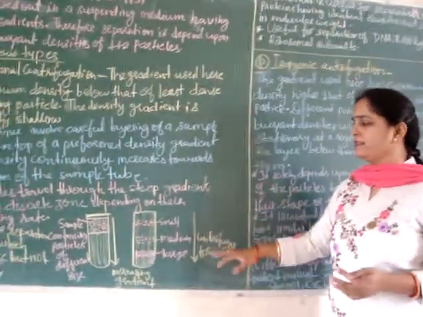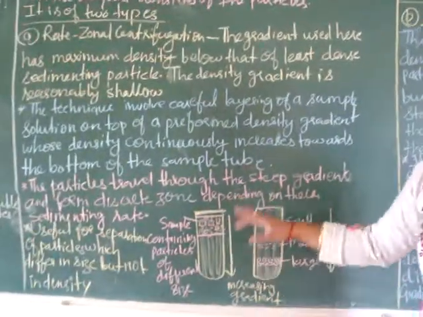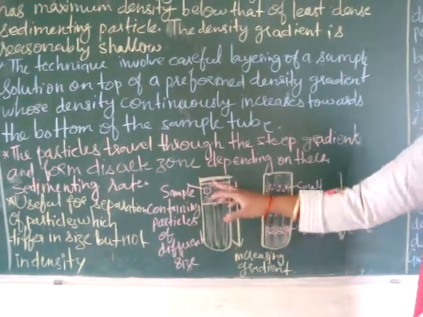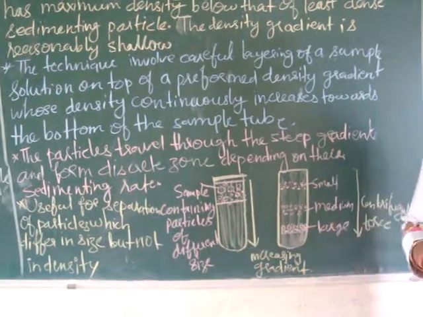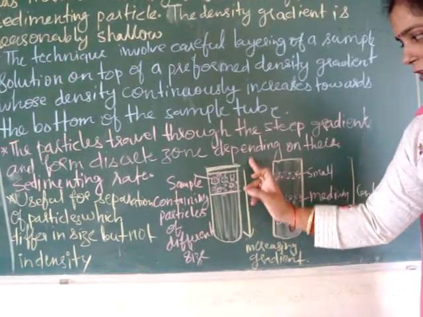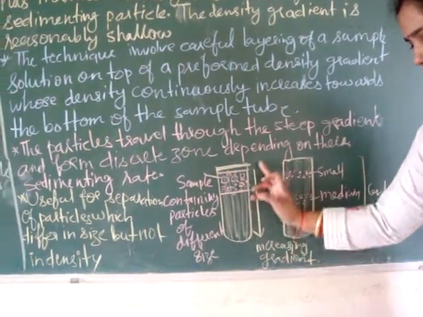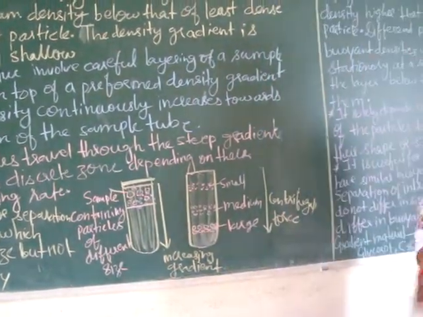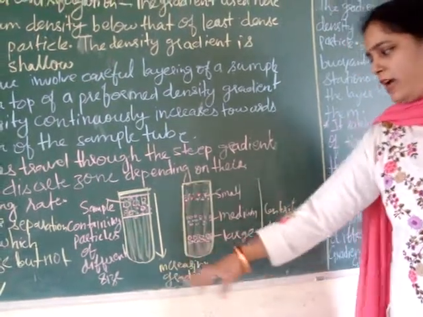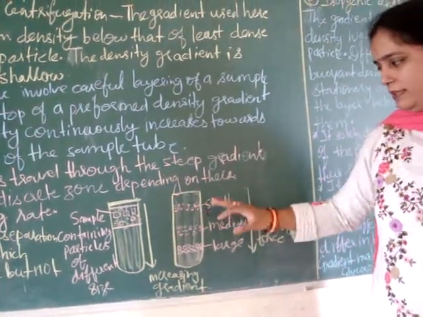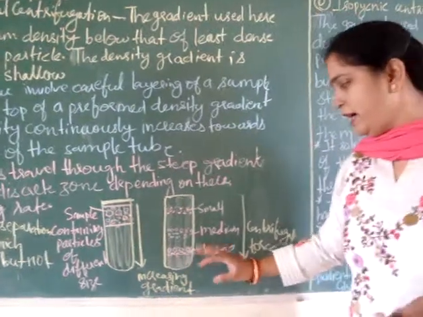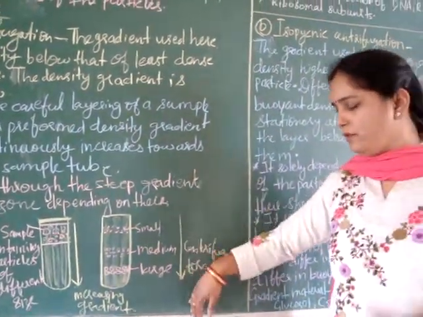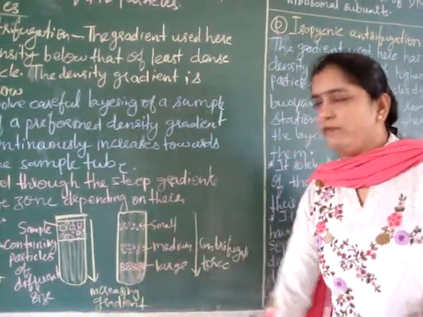Here you can see the outline for the density gradient centrifugation technique, rate zonal. Here the particles of different sizes are there, and this is the density gradient. Towards the bottom of the centrifuge tube, the density increases. After some time, small particles will sediment last, and large particles will sediment first, and centrifugal force obviously is applied towards the bottom of the tube.